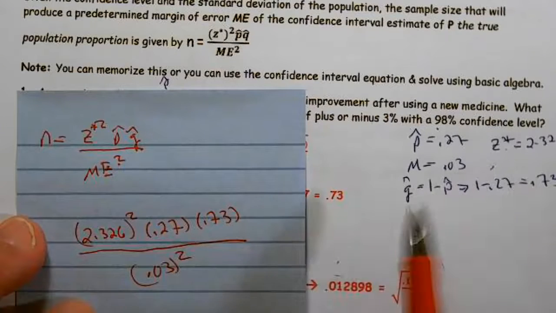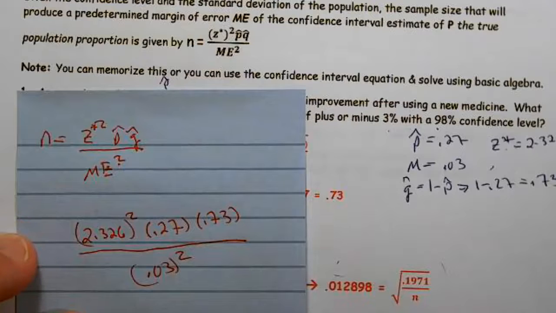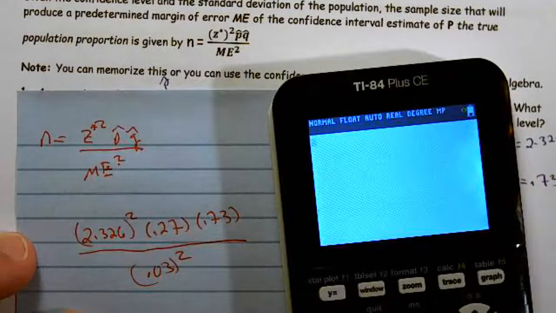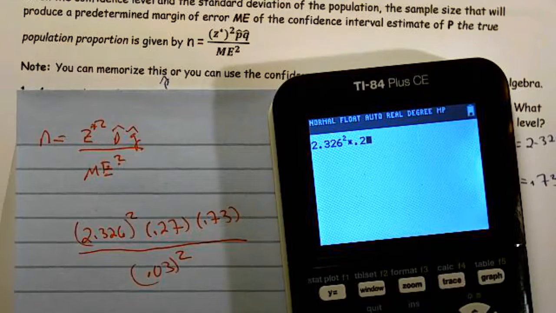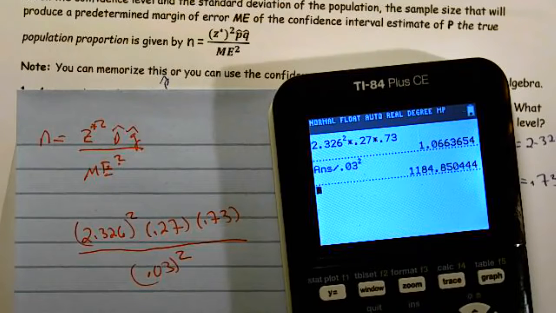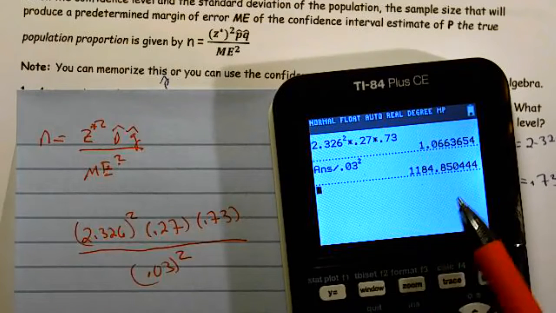And our margin of error told us there the 3%. So if I do that, and like I said, it's not a difficult formula, it's just not one that I want to memorize. So 2.326 squared times 0.27 times 0.73. And then I'm going to divide it by 0.03 squared. That gives 1184.85, round up to 1185.